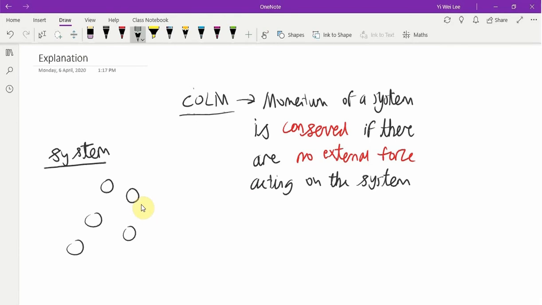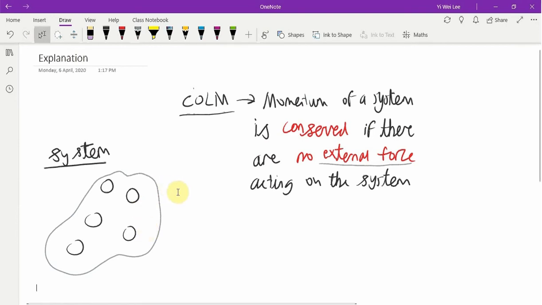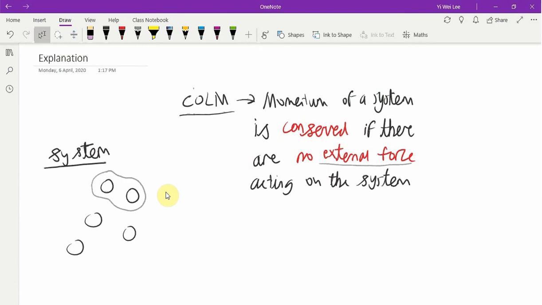Now, let's talk about what is meant by external force. To put it very simply, external forces are forces acting on the system but originating from a particle or body that is outside the system, or not part of the system. So for example, let's say my system boundary is drawn across these 2 particles here. Because these are particles, they might exert a force in all directions.